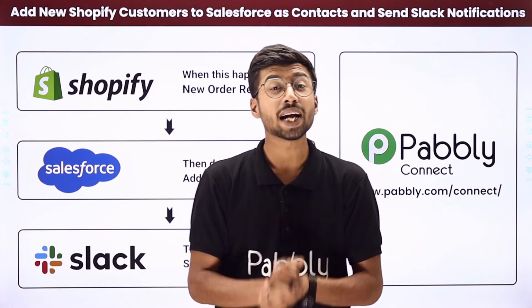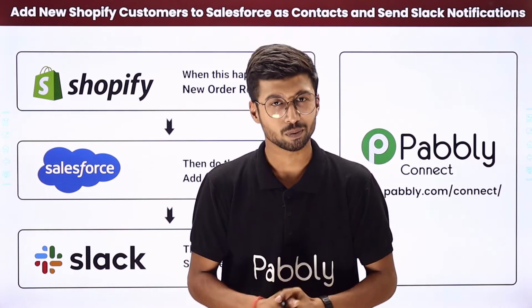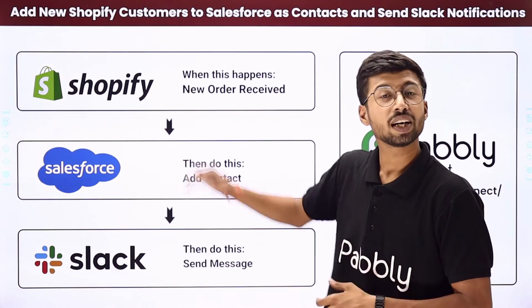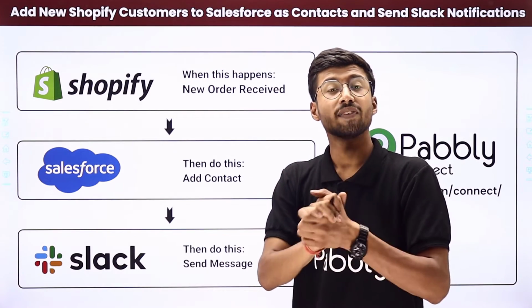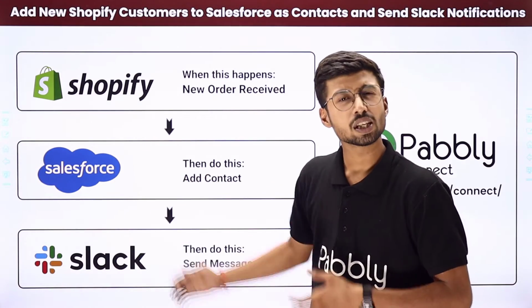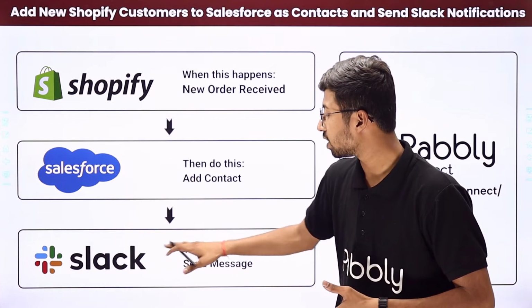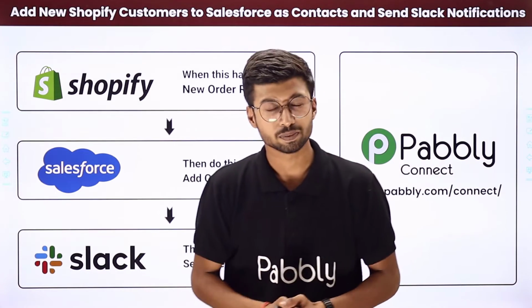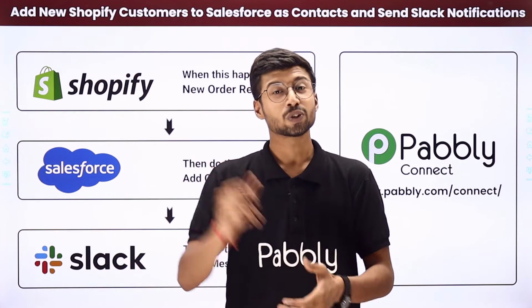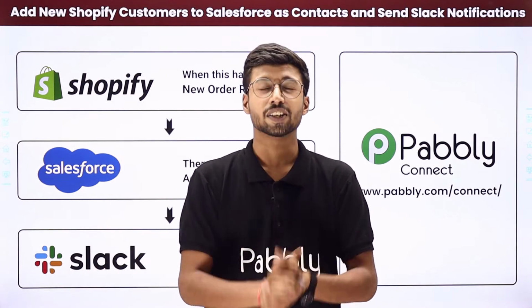So in this video, I came up with an awesome automation to avoid this complete manual process which you are doing till now. So in this automation guys, whenever we will receive a new order in Shopify, instantly the very same customer who placed the order will be added as a new contact in Salesforce, as well as a channel message as a notification will be sent on our Slack channel to notify our team members as well. Interesting, right? Now here you must be thinking how we are going to do this. So to make this happen, we will be using Pabbly Connect, which is an automation and integration software.